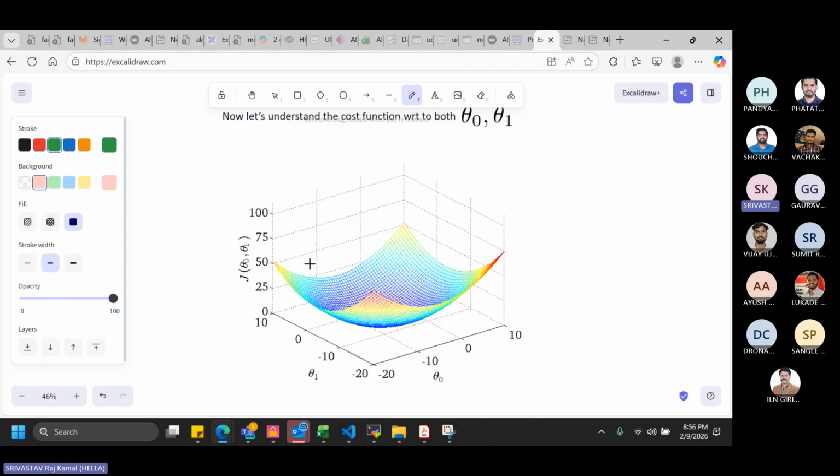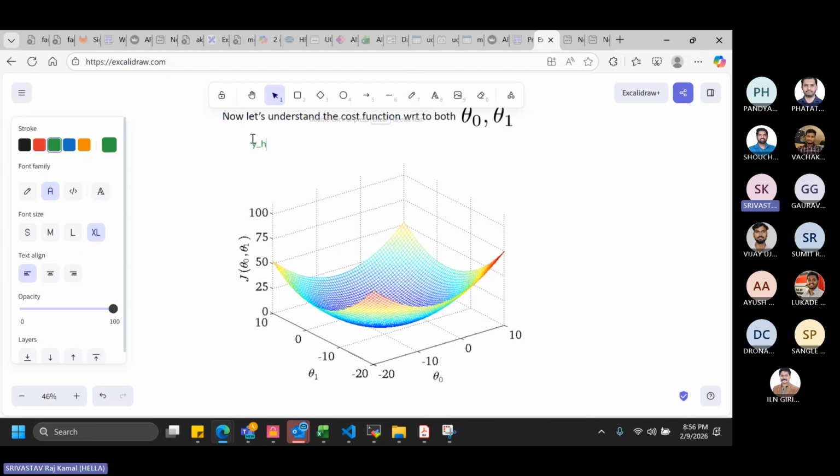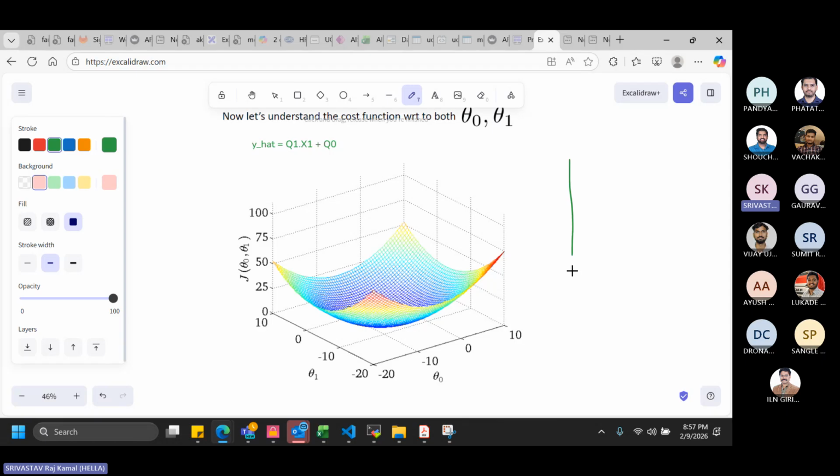Okay, what it says? Now we are dealing with y hat equals theta 1 dot x1 plus theta 0 x0. So there are two coefficients associated, so the cost function is not going to look this way. If it is a single variable, how was your cost function looking? It was just this way: one value of theta 1, one value of J, mean squared error.